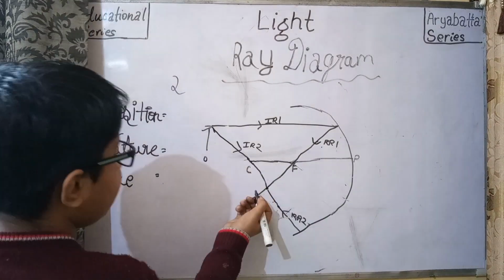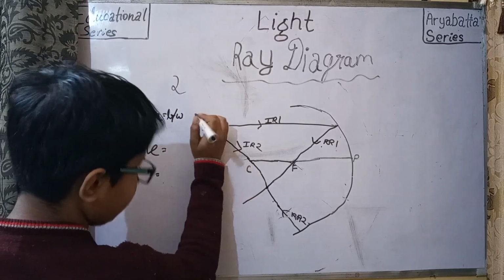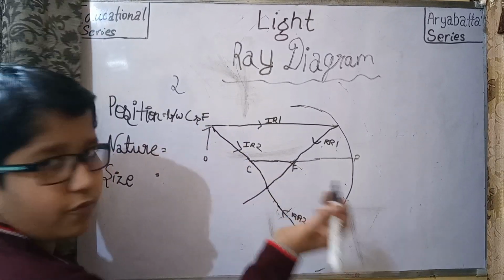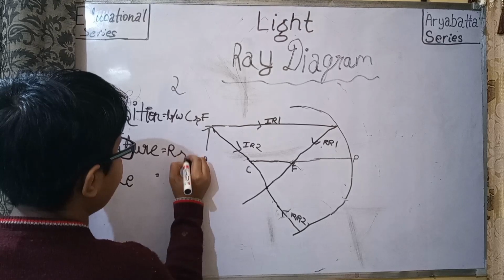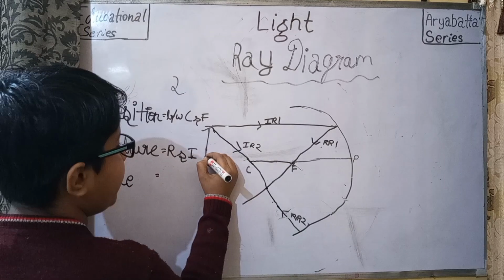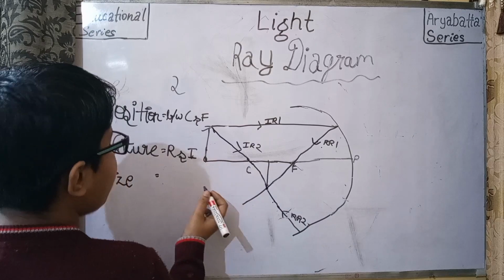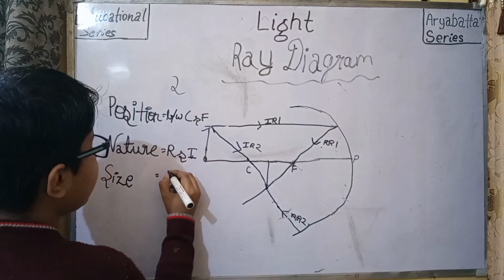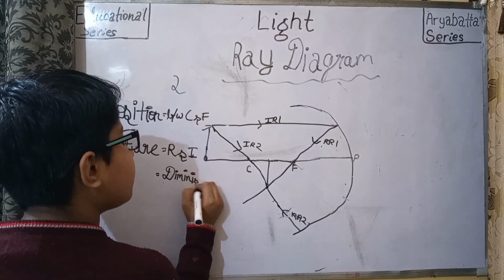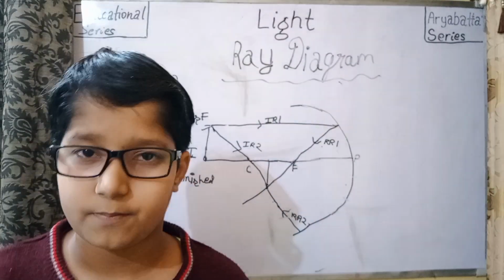Now we can see the position: between C and F. Nature, we all know, real and inverted. And size: the object is this big, and the size of the image is smaller. So we'll not say it is highly diminished, but we'll say it is diminished.